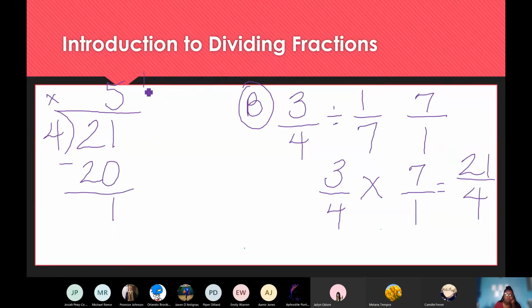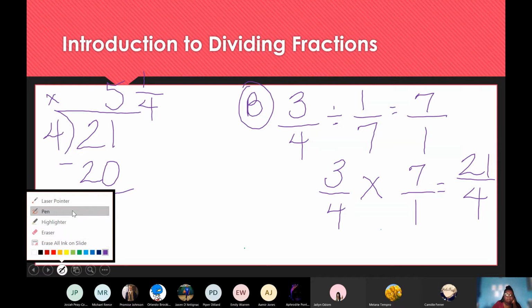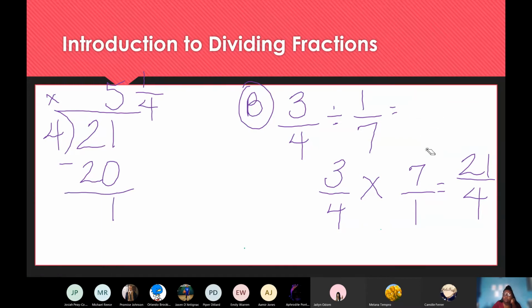That remainder of 1 becomes my numerator. The 4 from my divisor is my new denominator. And the 5, which was my quotient, is the new whole number here. So the answer to this question would be 5 1/4. The answer to our problem for question B would be 5 1/4.